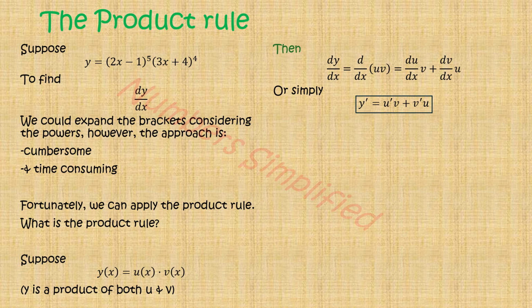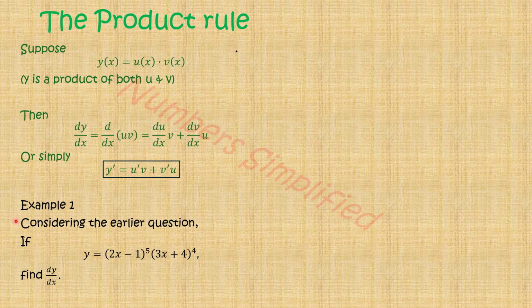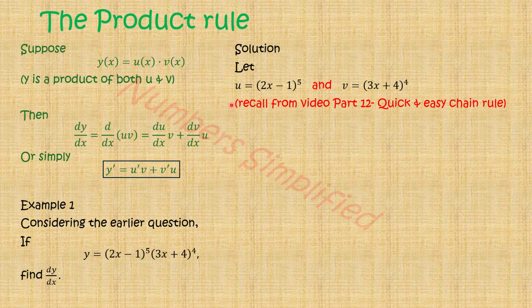Now, let's consider the first example for the day. Considering the earlier question, if y is equal to (2x minus 1) raised to the power 5 times (3x plus 4) raised to the power 4, find dy/dx. And the solution. So we are going to let u be the first part, which is (2x minus 1) raised to the power 5, and v be the second part, which is (3x plus 4) raised to the power 4.